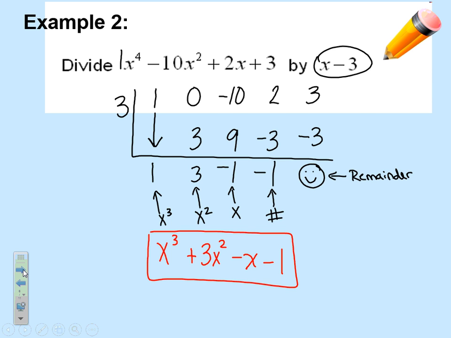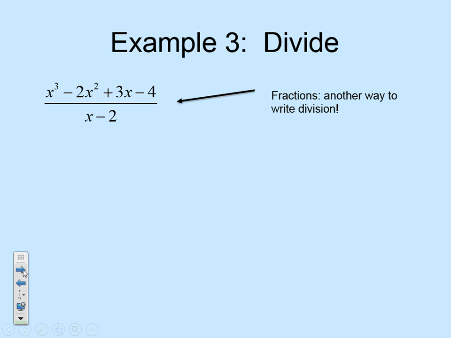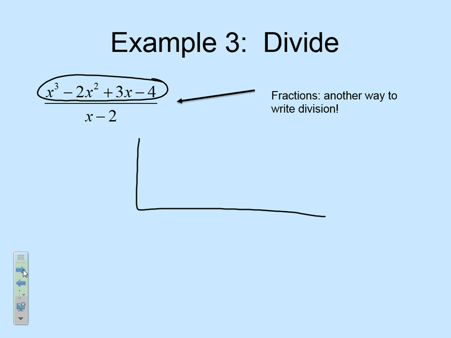Okay? Let's do a third example. This is the last one. This one's written a little differently. Remember, fractions are just another way to write division. So I have a polynomial divided by another polynomial. Who cares if the problem's written differently? We still go about dividing the same way. So this guy right here, I'm going to stick inside the box here.